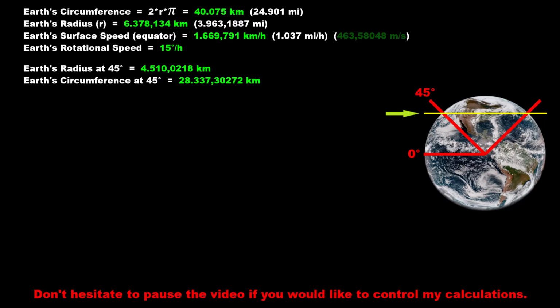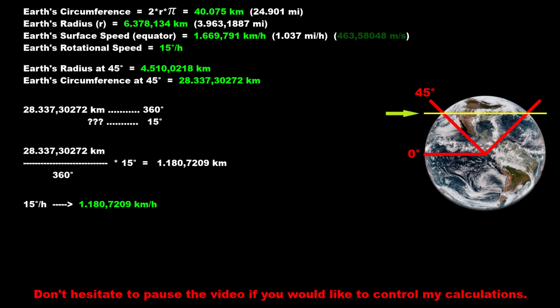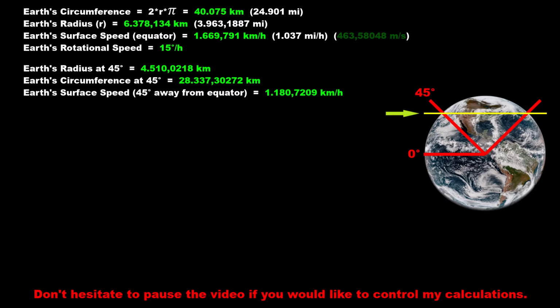Okay, now that we have the circumference, we can get to know how much slower the surface speed is at this point of Earth. Since we know that it is 15 degrees per hour, we can take the time factor and attach it to our distance result to get a surface speed. Now we can see that there is roughly a 500 km per hour difference between the 2 points on Earth. And that's the reason for the Coriolis effect. Different points on Earth, different surface speeds, but same angular speed.